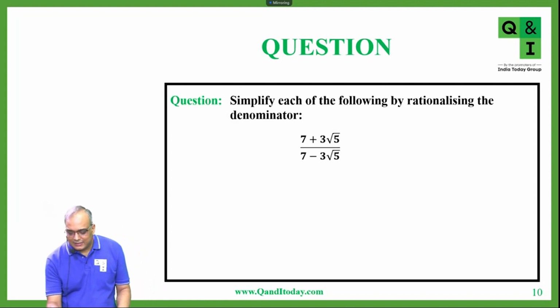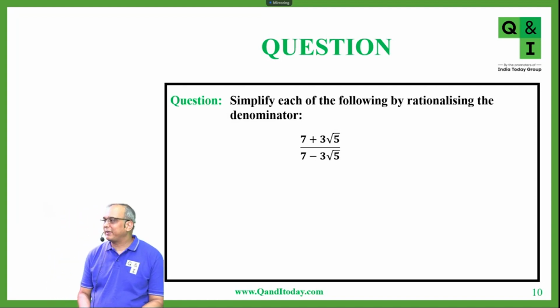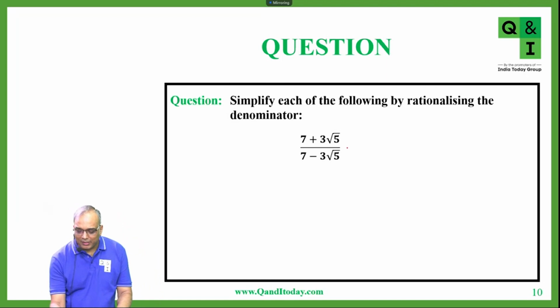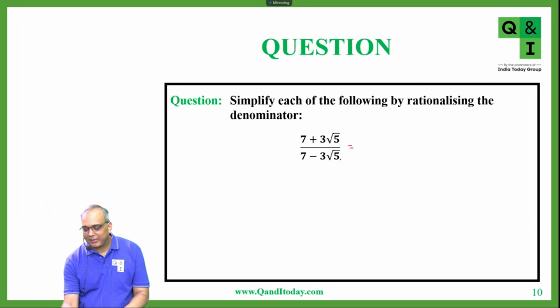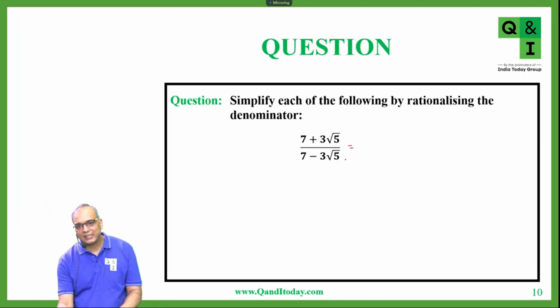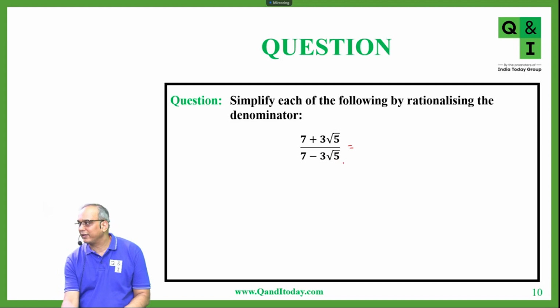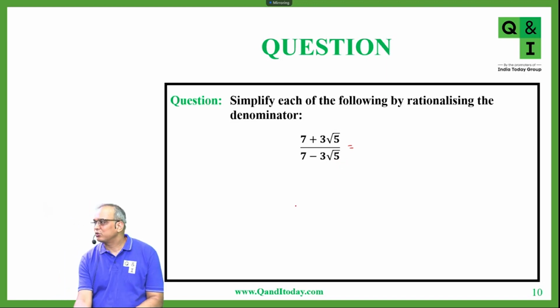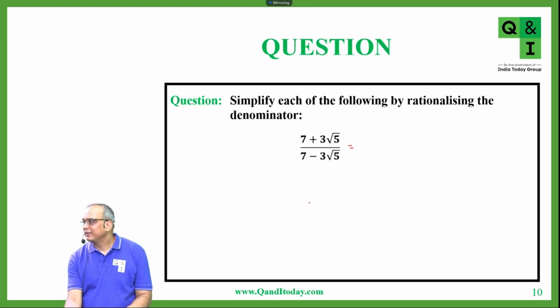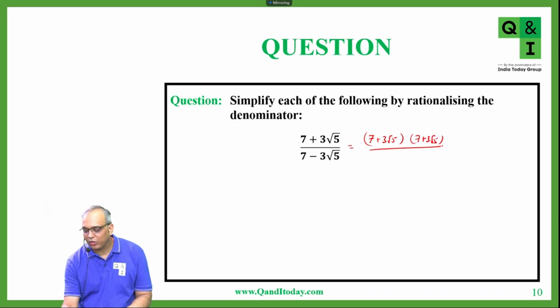So students, here the denominator is 7 minus 3 root 5. So you will multiply both numerator and denominator by the conjugate of 7 minus 3 root 5, that is 7 plus 3 root 5. Yes, Subhranshu, you are also correct. Anay and Arush, yes, you guys are also correct. So when we multiply by 7 plus 3 root 5 in both numerator and denominator, and then solve it.